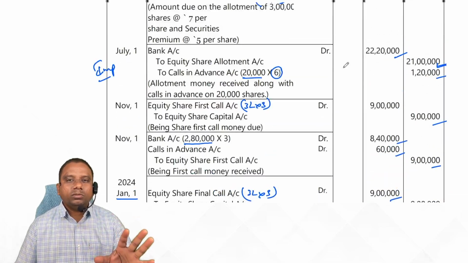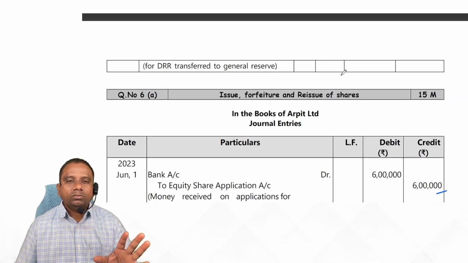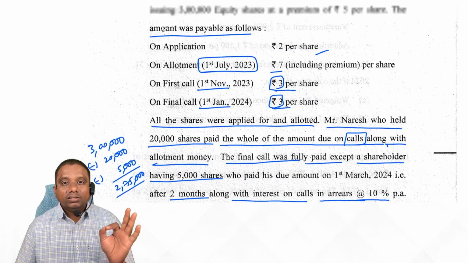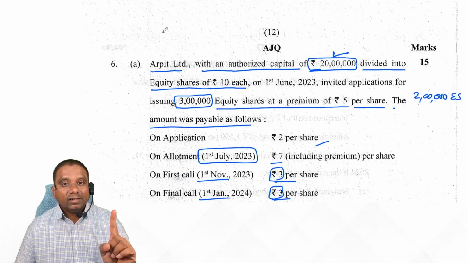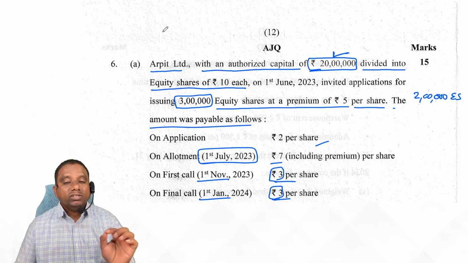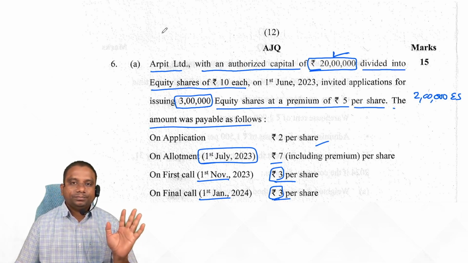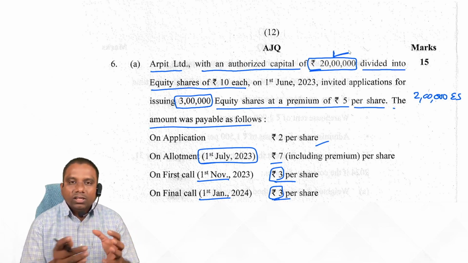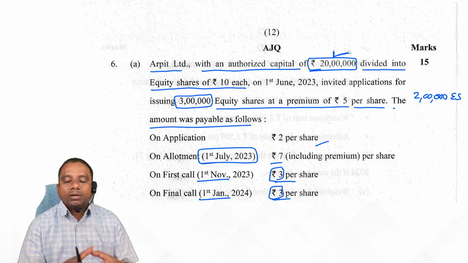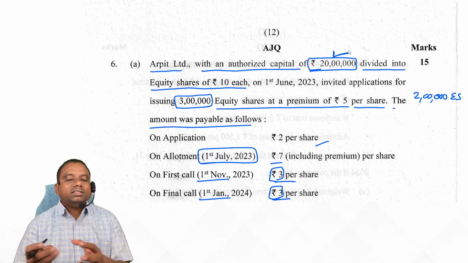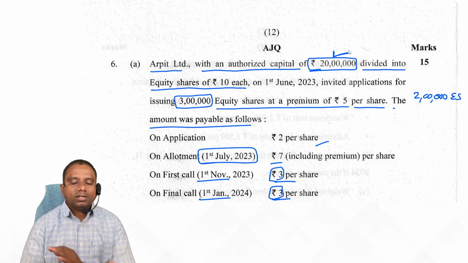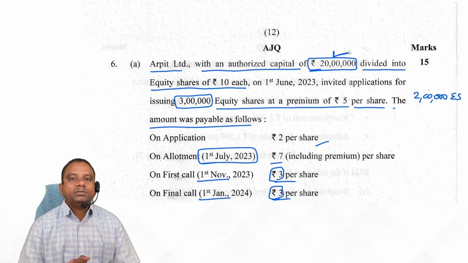Very simple problem, students. But most of the students get confusion where here they are giving total authorized capital is 30 lakh, but they are saying only we issued 3 lakh shares. So that's why we write the assumption that the company's authorized capital is 30 lakh divided into equity shares of 10 each. Apart from that, nothing is tricky in this problem.